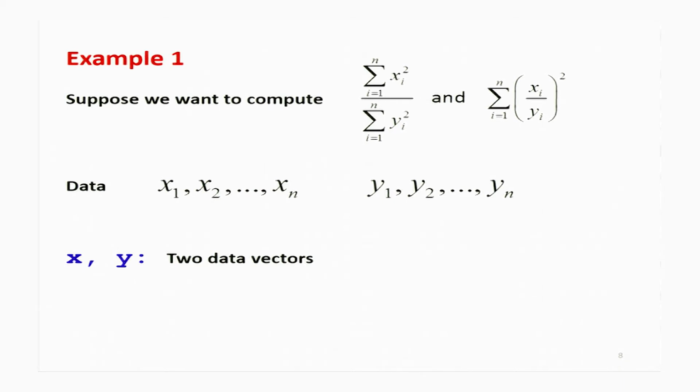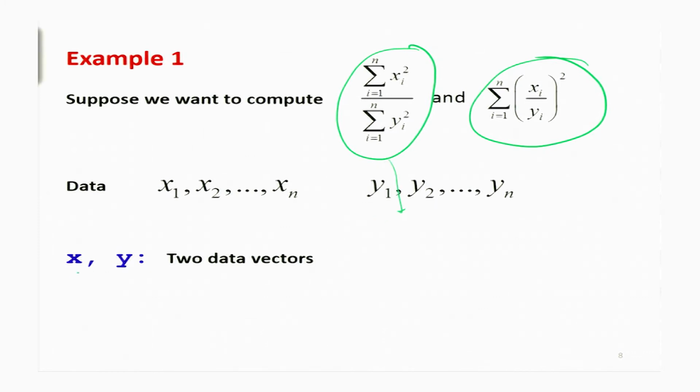For example, in this example, I just want to write a program for the summation xi square upon summation yi square, and summation xi upon yi whole square. I will show you that this can be written in very simple words. If you have two data vectors consisting of the values of x and y, then this can be written simply as sum x^2 divided by sum y^2, whereas this can be written as sum (x/y) whole square.